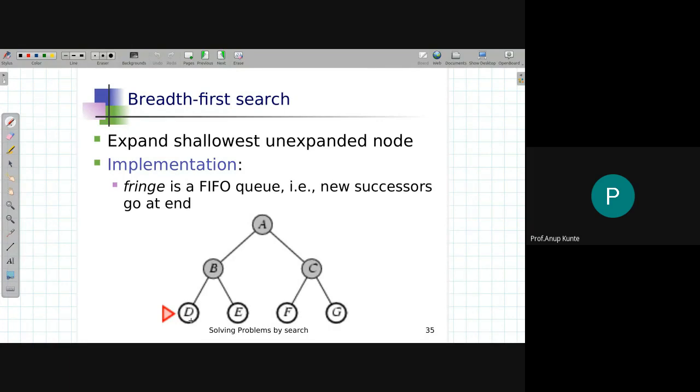Sometimes the queue can grow, sometimes it can shrink, and as you look at it, you will remove D, then you will remove E, then you will remove F. Ultimately you will remove G. The queue is empty, and the last node that you are removing is G. G is the goal node, so the goal test will be satisfied.